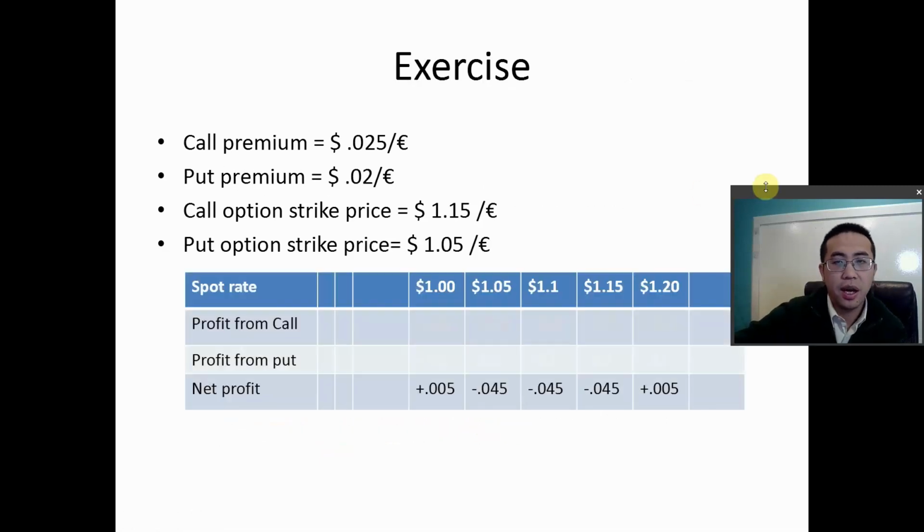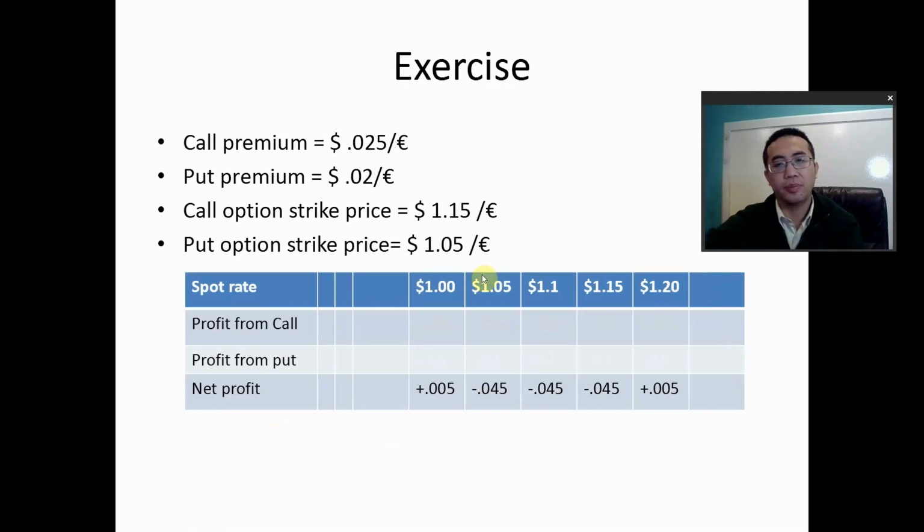So here is an exercise, and we have five different spot rates, and you will need to calculate the profit from a call under different spot rates, and also the profit from the put option under different spot rates. And here are the results, the net profit when you combine both. And you are taking a long position. You are a buyer of both options. So you can pause right here for like 10 minutes and try to get these 10 numbers right, and then verify whether the net profit I put here is correct or not.